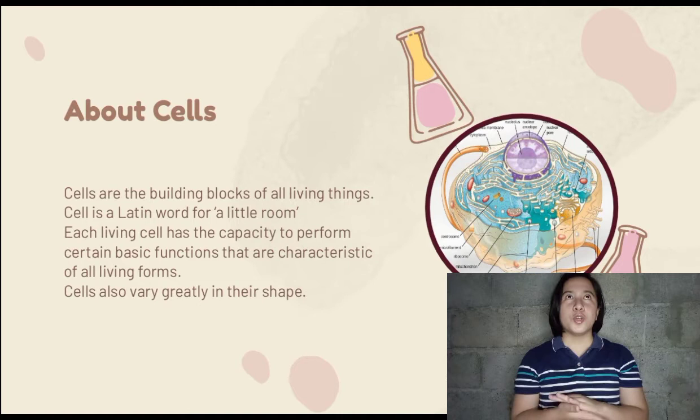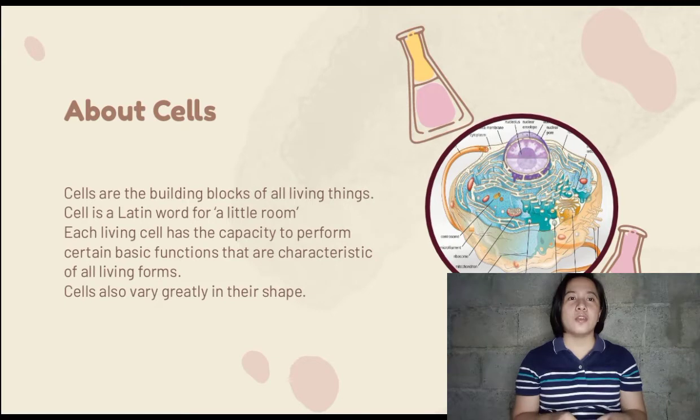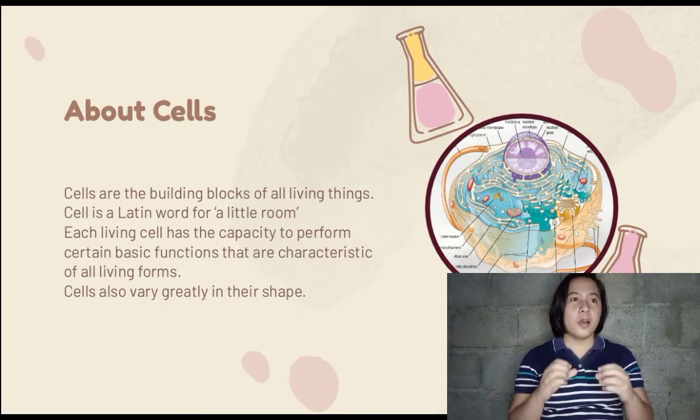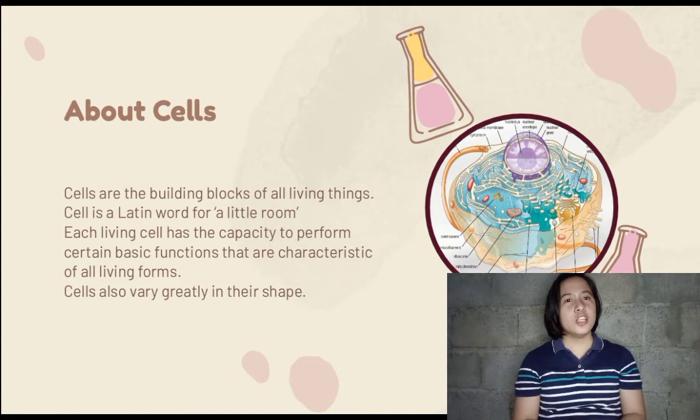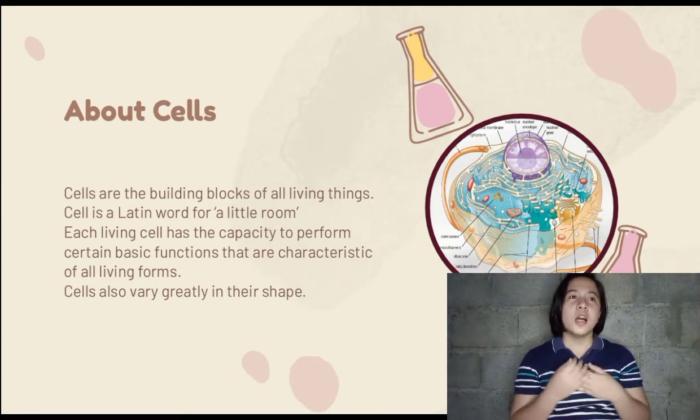Cell is a Latin word which means a little room. It is called cell by Robert Hooke because by observing a thin slice of cork, he saw that it resembled the structure of a honeycomb, which consists of many little compartments. Each living cell has the capacity to perform basic functions that are characteristics of all living forms.